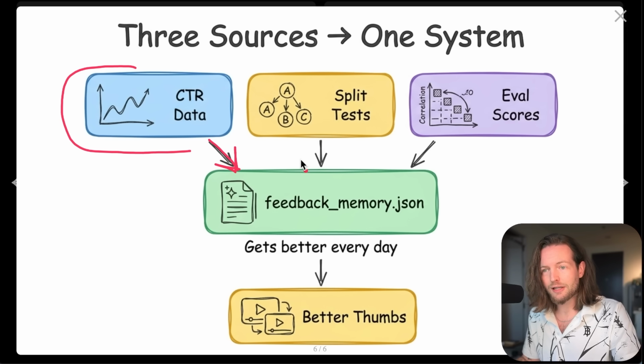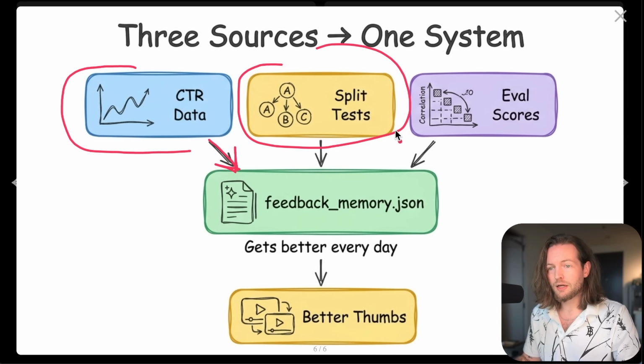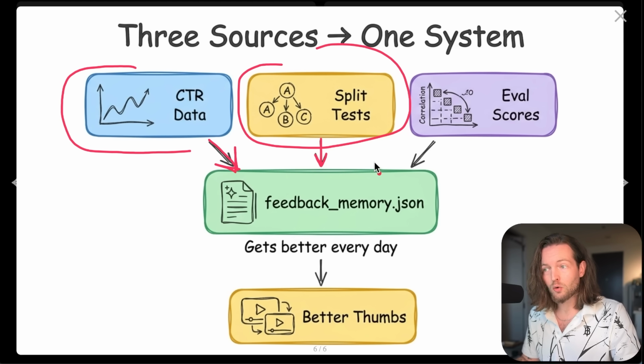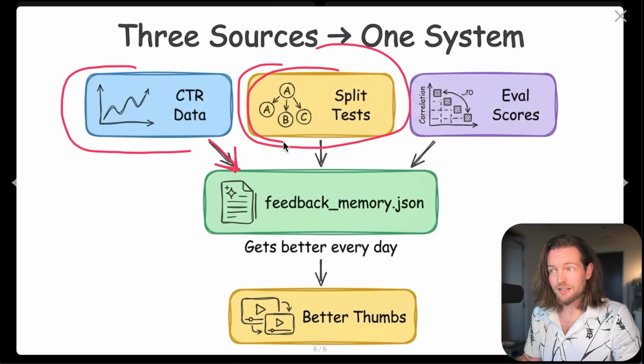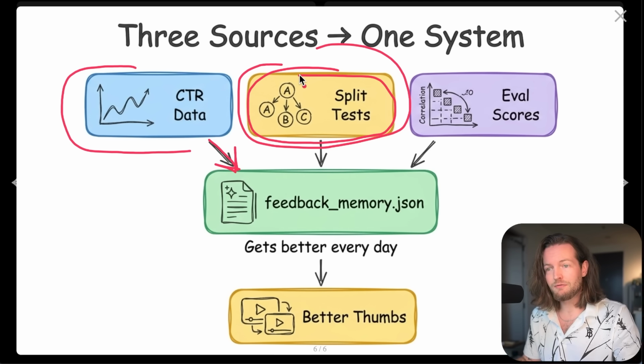But there's another layer as well that I told you about, the ABC split tests. I pretty much run that on every single video, and YouTube picks the winner. We then extract that data and see the loser and winner criteria that feed back into the memory JSON. The split test signal is the highest confidence signal because it is a controlled experiment. Same video, same audience, but different packaging.